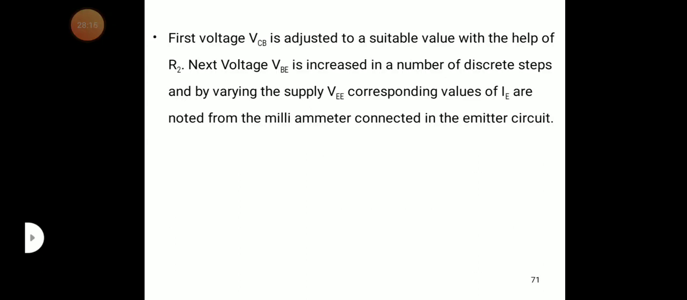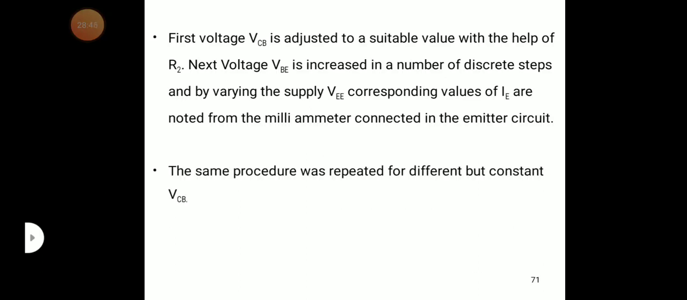So what we need to do is, by using the VCC, make VCB fixed at a particular voltage. After fixing VCB, coming to the input side, we vary the VEE and measure the values of VBE and IE. So these two values give the readings.